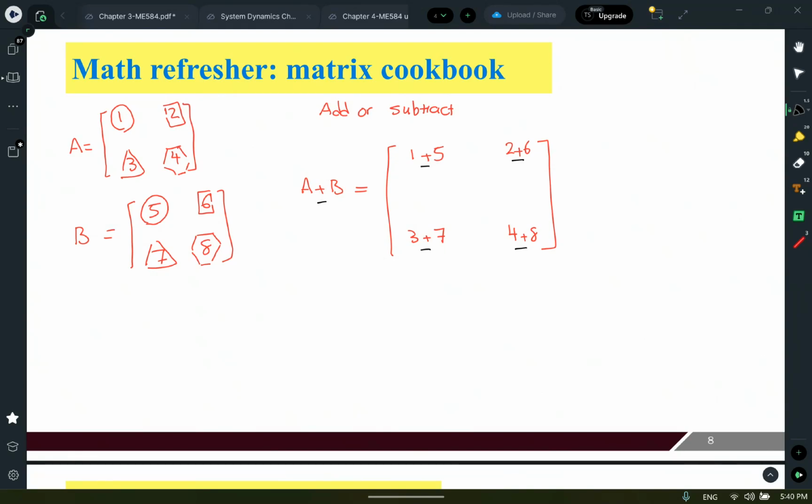Most of our problems with the matrices are basically the multiplication. Okay? So let's say that you want to multiply matrix A and B.